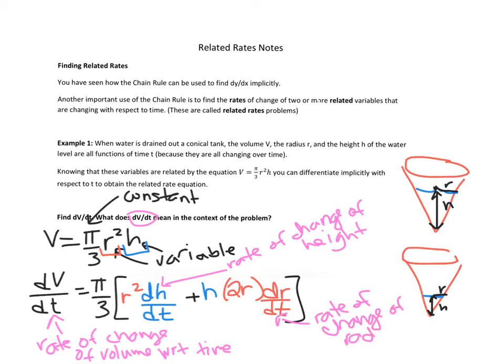If anything you had was not changing, and there will be cases where things are not changing, then you can write dr/dt or dh/dt or whatever variable as 0, and that makes your problem a little easier.